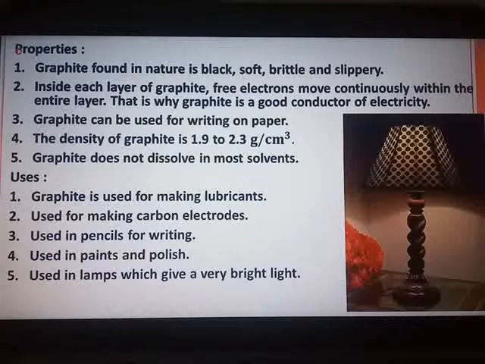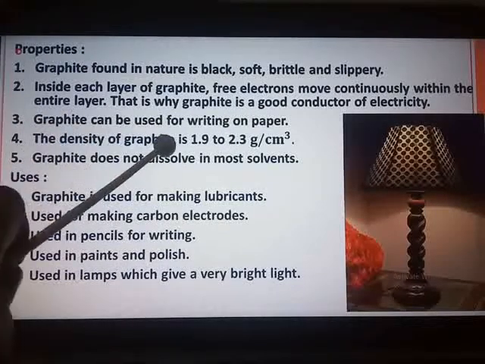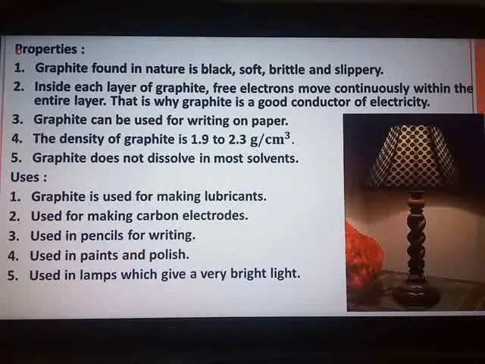See, here itself you have got 3 differences. One is about their structure, that one carbon atom is bonded to 4 neighboring carbon atoms in diamond, whereas in graphite it is bonded to 3 neighboring carbon atoms. Second, diamond is the hardest natural substance, whereas graphite is not. It is soft, brittle, slippery. Then diamond is a bad conductor of electricity, graphite is a good conductor of electricity. Next property is that graphite is used as lead in pencils, hence it can be used for writing on paper. Density of graphite is 1.9 to 2.3 grams per centimeter cube.